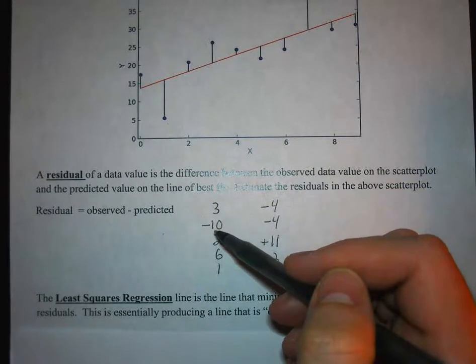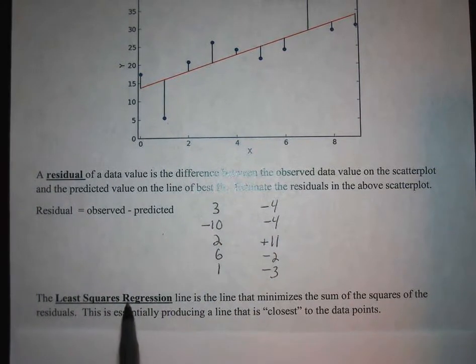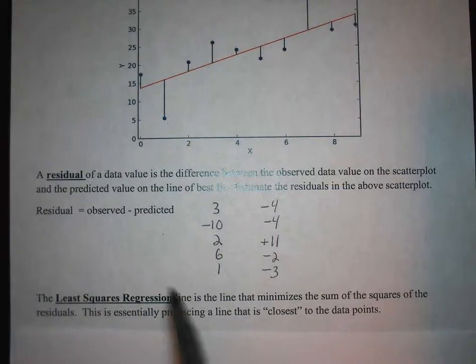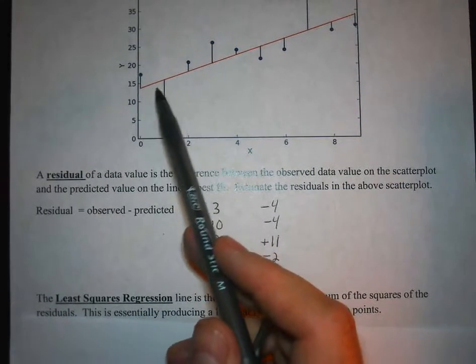So what the line of best fit, or the least squares regression line, does is minimize the sum of those squares of the residuals. And the smaller that sum is, the closer the line is to the data points in general.